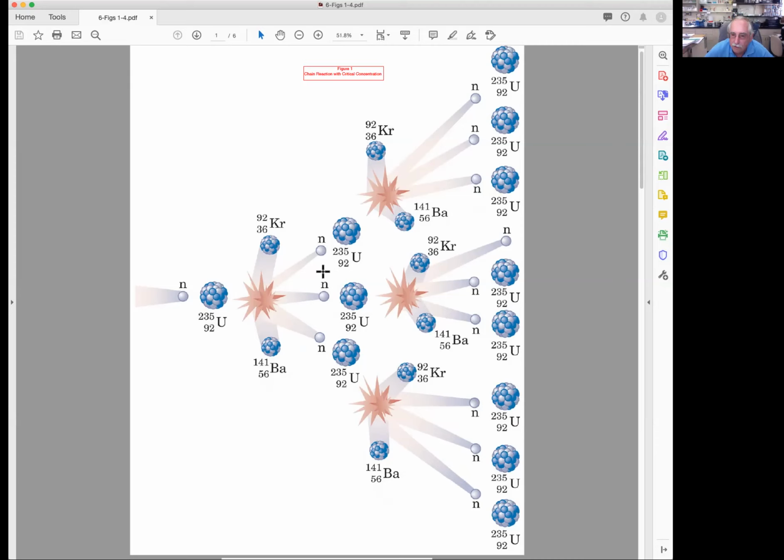Uranium-235 is the only one that really undergoes significant fission. So you also have to purify away the other isotopes of uranium. Pure uranium won't do this chain reaction. Does that make sense to you?